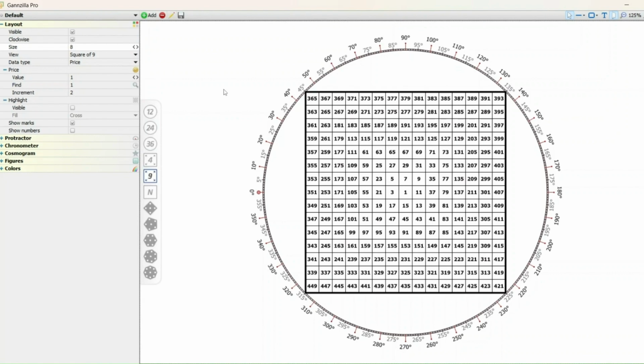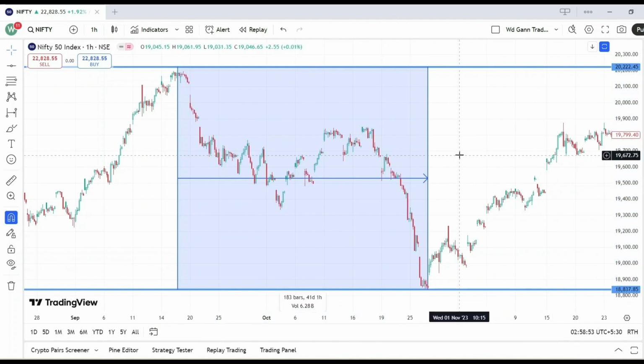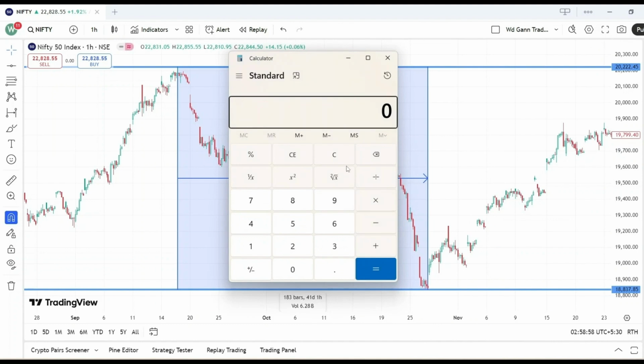So let's take an example. Open the TradingView app. Let's take this example only. So our measure high is 20222 and measure low is 18837. Let's first calculate the increment value. So open the calculator. Increment equals measure high, which is 20222, minus measure low, which is 18837, divided by n. N equals the number of candles between measure high and measure low, which is 183 bars. So divide it by 183.